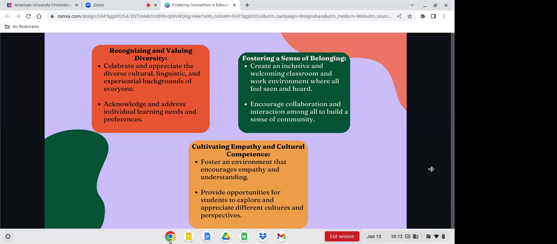Empathy is understanding, understanding wherever it is that they're coming from so that you can better be there for them. Because not only are we educators or librarians or whatever it is that we may do within this university, we're human. That's what we are. We're human.